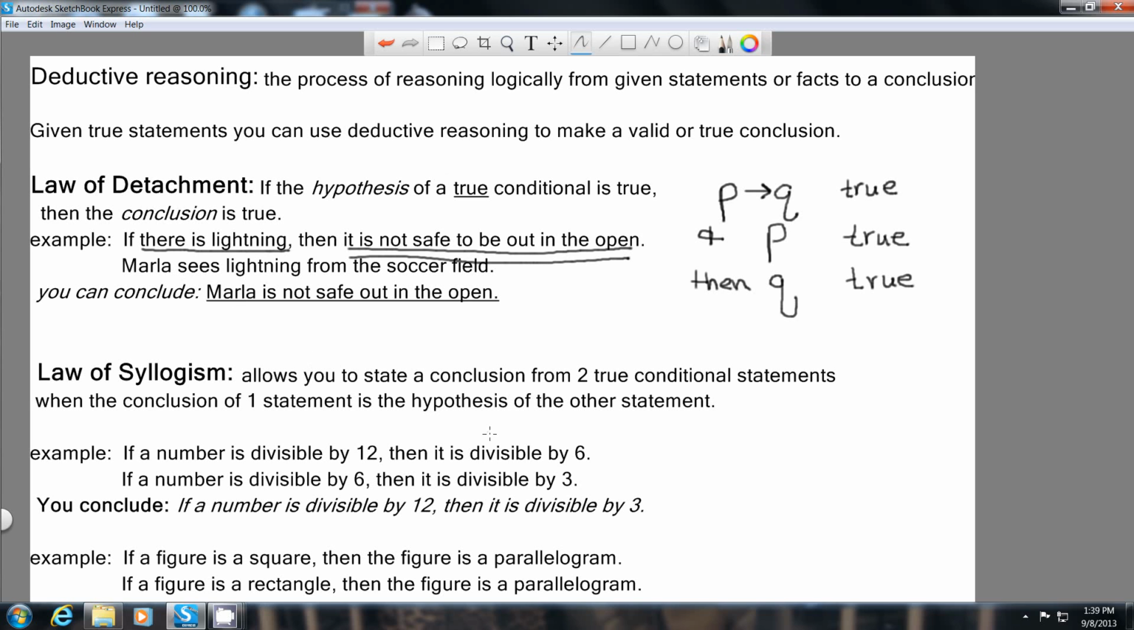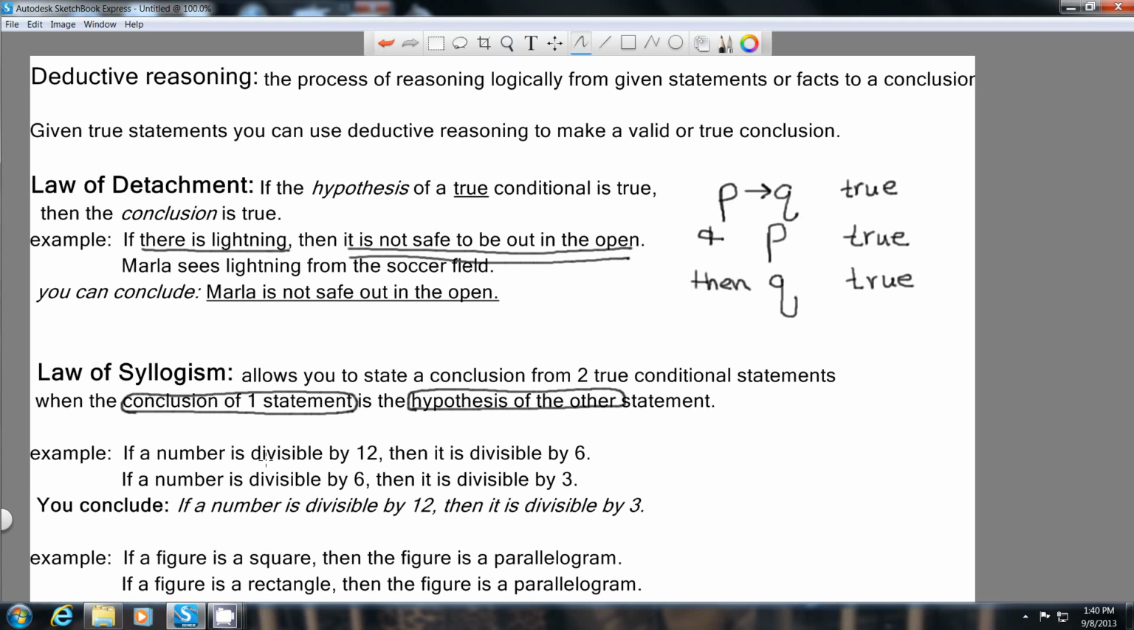For the law of syllogism, this law allows you to state a conclusion from two conditional statements when the conclusion of one statement is the hypothesis of the other. That's important to get. When the conclusion of one statement is the hypothesis of the other statement. So look at our example.